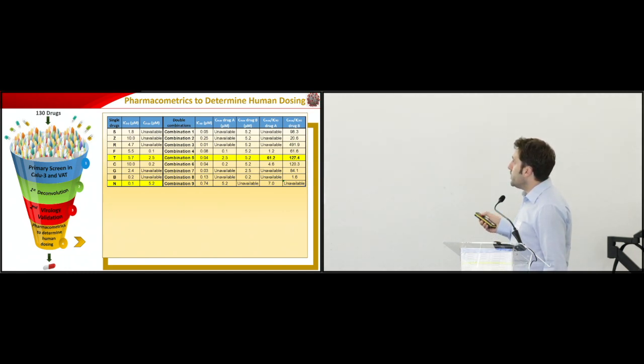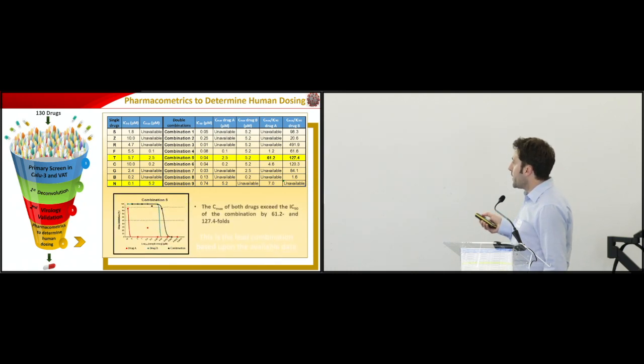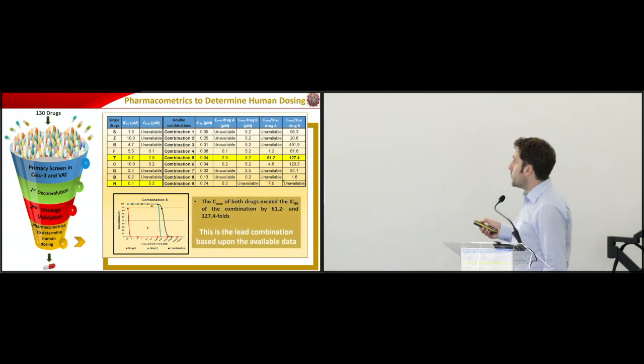And out of the 3, which are 4, 5, and 6, combination 5 is the one that stood out from the rest, because it showed that the Cmax of each of the drugs that made that combination exceeded the IC90 of our combination by more than 60 fold and 127 fold.